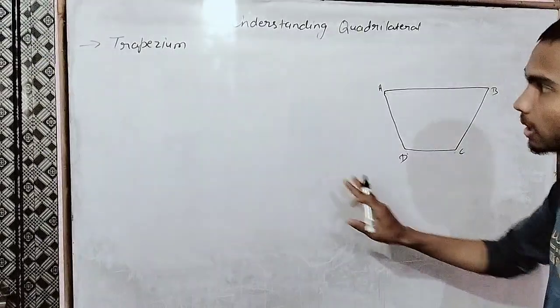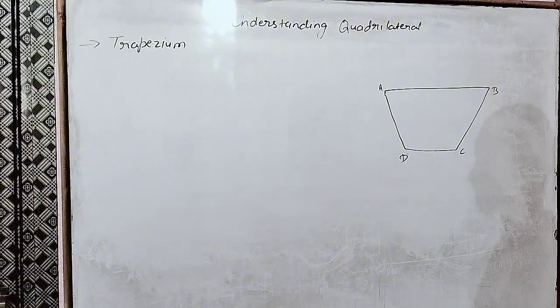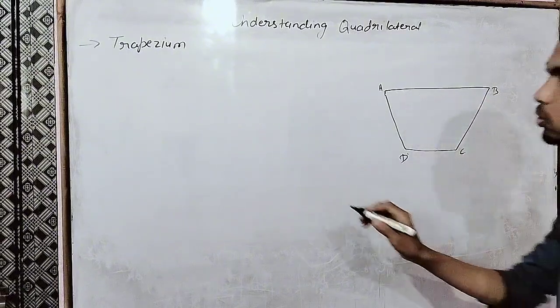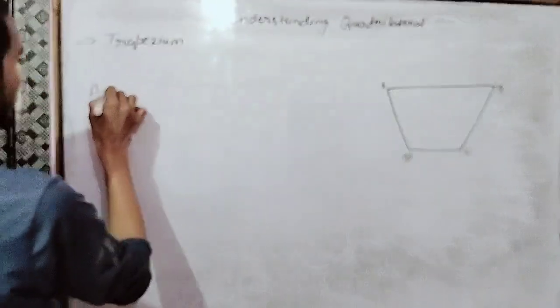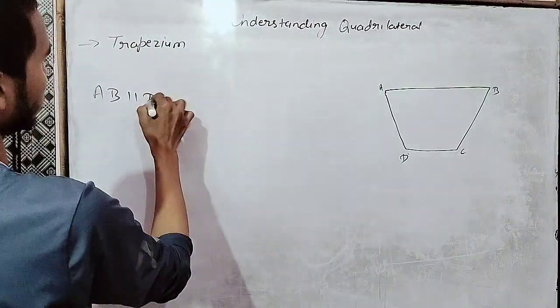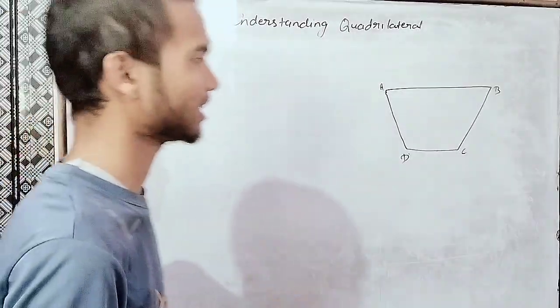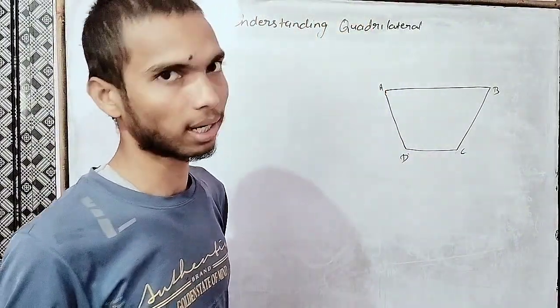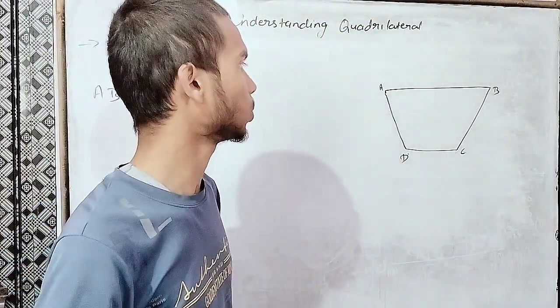This is the definition: a trapezium quadrilateral will have one pair of parallel lines, which is AB and DC. So you can write that AB is parallel to DC, but AD is not parallel to BC. Yes, we have two diagonals.